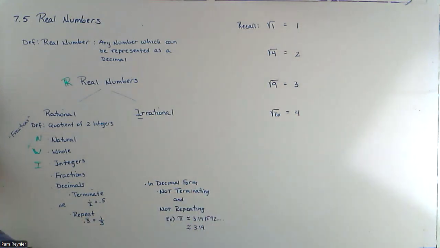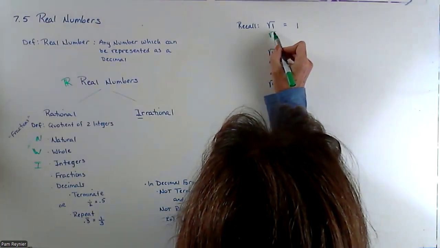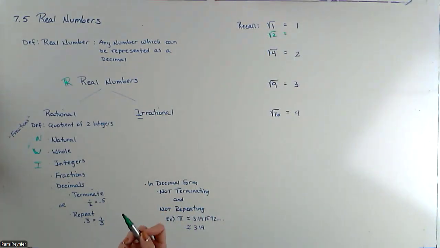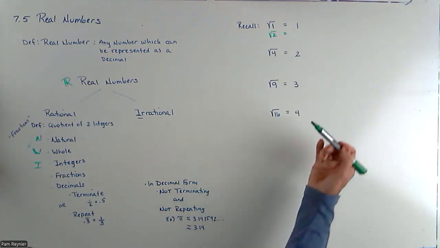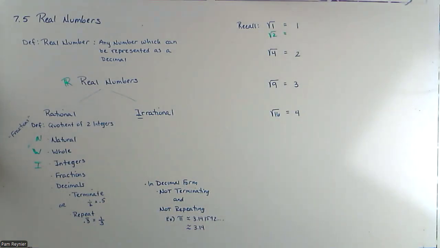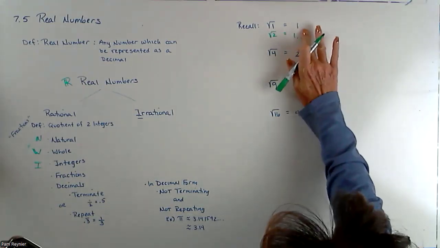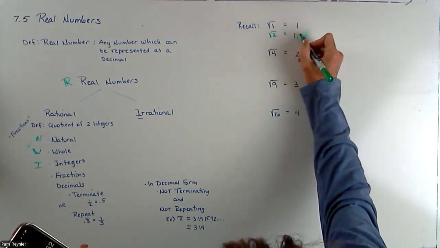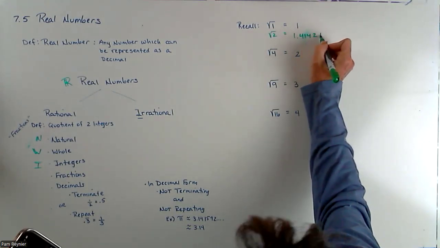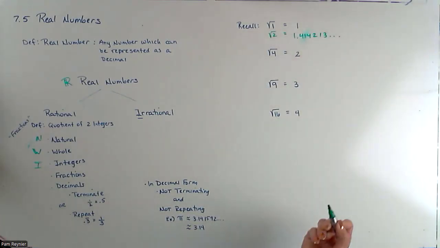So you'll notice our perfect squares give you these nice integer or whole numbers. But if you take a look at what's in between 1 and 4, you get the square root of 2. Well, the square root of 2 exists, but it's not a whole number. It's somewhere between 1 and 2. So if I take a look at the square root of 2, the square root of 2 is 1.414213, and it goes on forever and ever and ever.